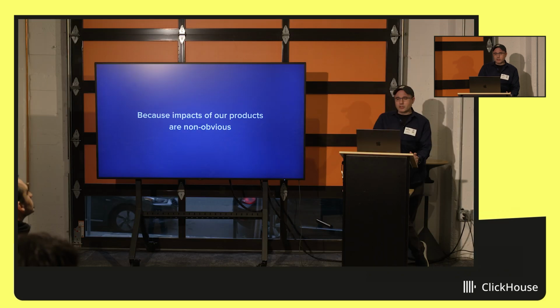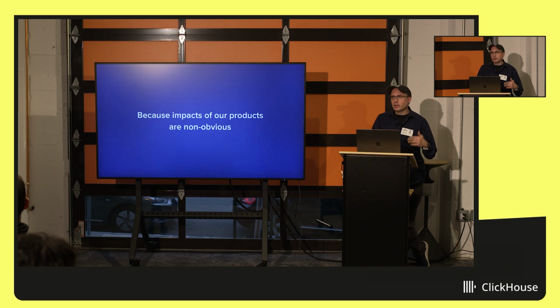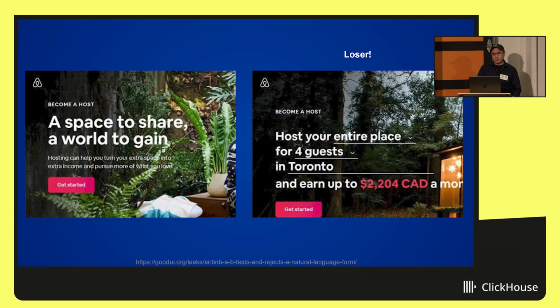To answer that question, it's important to understand that the impacts of the products that we ship are non-obvious. Everyone every day is building features to help make their products better. And it turns out we're actually not great at figuring out which ones are going to improve. So by way of example, this is an A/B test taken from Airbnb.